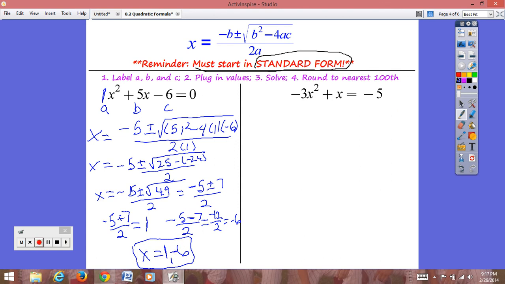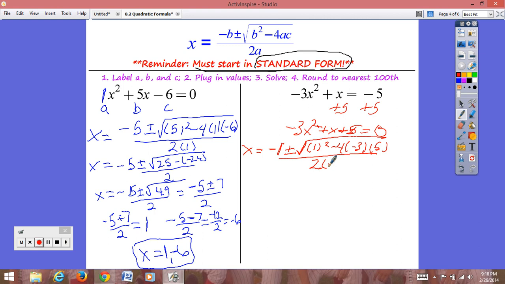Okay, so for this next one, we're not in standard form yet. So our first step is to add this 5 over. We get negative 3x squared plus x plus 5 equals 0. Plug our values into the equation. So we have x equals negative 1. So our b is 1, plus or minus the square root of 1 squared minus 4 times negative 3 times 5 all over 2 times negative 3.